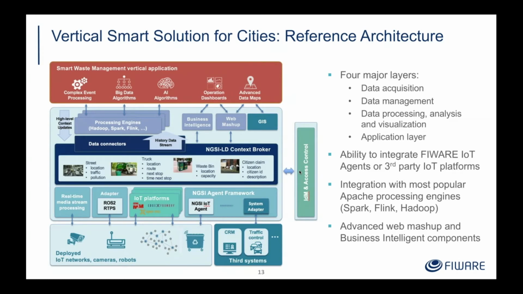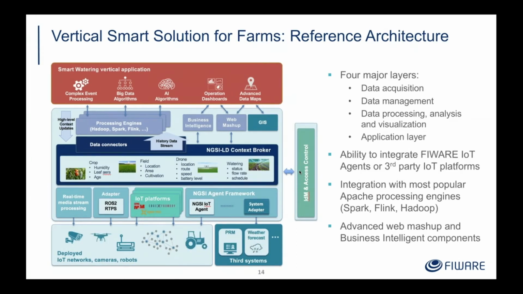If we talk about vertical smart solutions for cities, but the same happens with farms, we have an architecture that might be structured typically in layers. A first layer deals with data acquisition, to gather data coming from different sources, IoT, robotic systems, third-party information systems, to create this digital twin representation of what is going on that is relevant for that particular solution. Here in this picture, we are representing a smart watering vertical application.